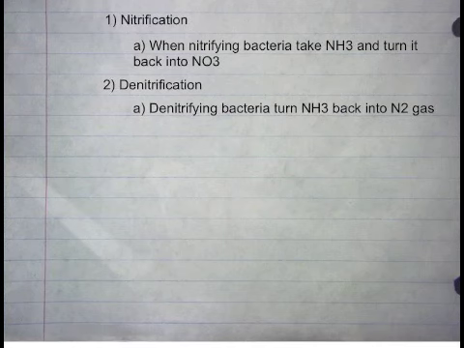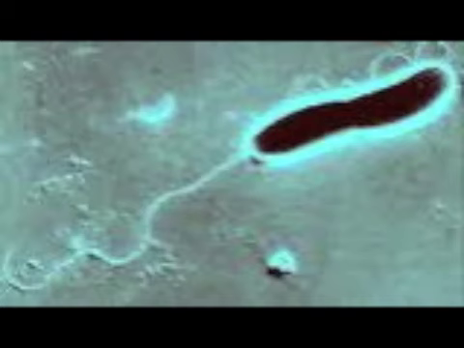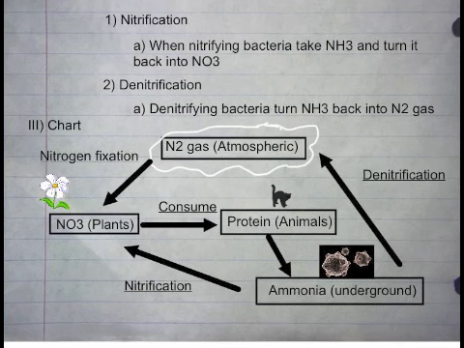Denitrification. Denitrifying bacteria turn NH3 back into N2 gas. Denitrifiers take ammonium and turn it back into N2 gas, which then promptly goes back into the atmosphere as unusable N2. Here's a chart showing how the nitrogen cycle works.